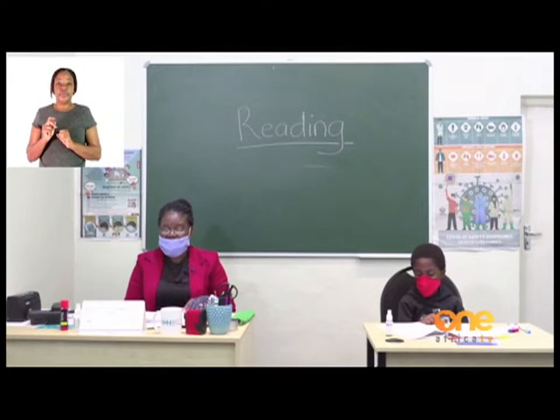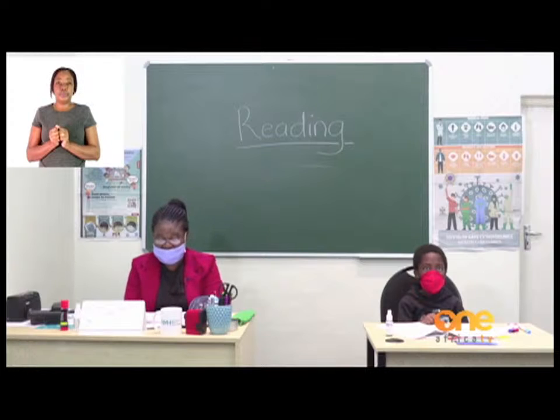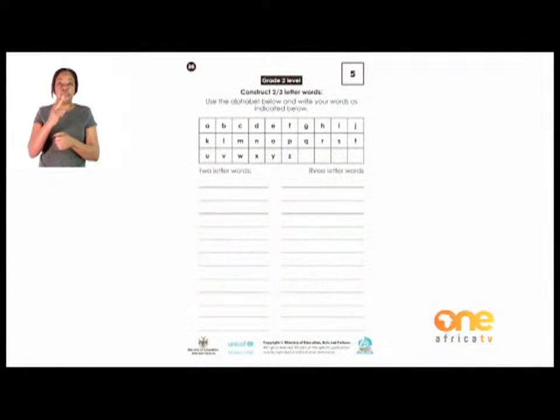Okay, grade 2s. Are you there with me? Please come with me to page 26. On page 26, we are going to enjoy writing words. We will use the alphabets which are given to us as a reminder to write our words. You use the alphabet below and write your words as indicated below. If you are next to someone, your neighbor, don't copy their answers. You can come up with your own words.